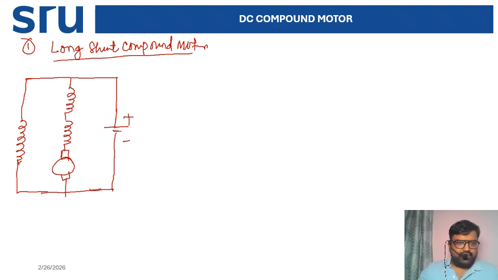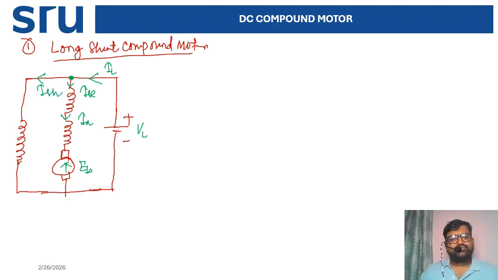Now you see what will happen at this point. The current entering is your IL current, and this is your VL supply. When it enters, initially it is the series current, then the armature current, and it goes to produce the back EMF. But here it divides into another current, that is your shunt current. Putting in the resistance values: this is your armature resistance, this is your series resistance, and this is your shunt resistance.